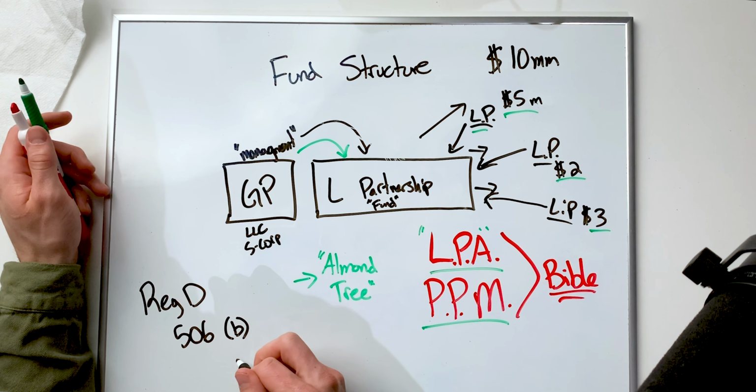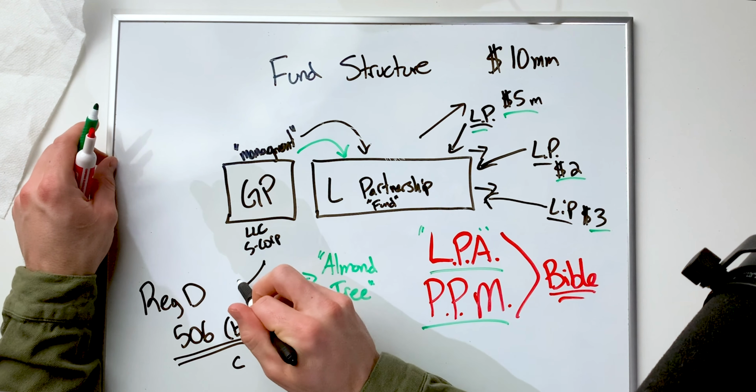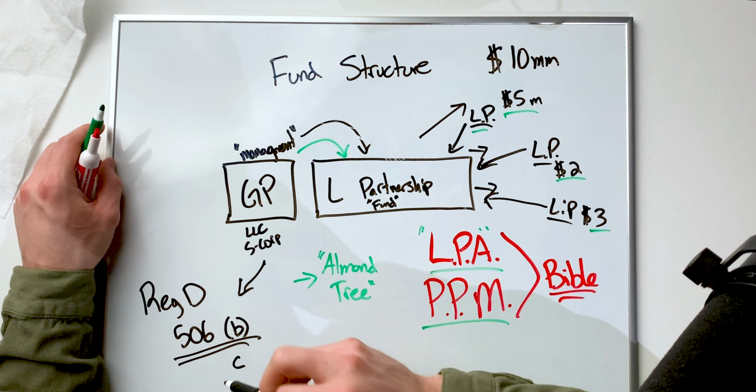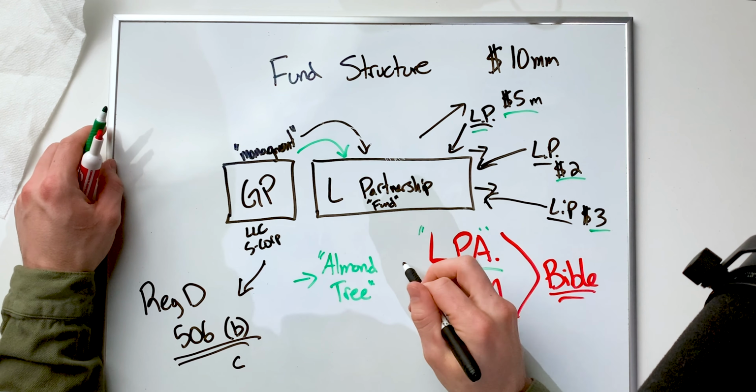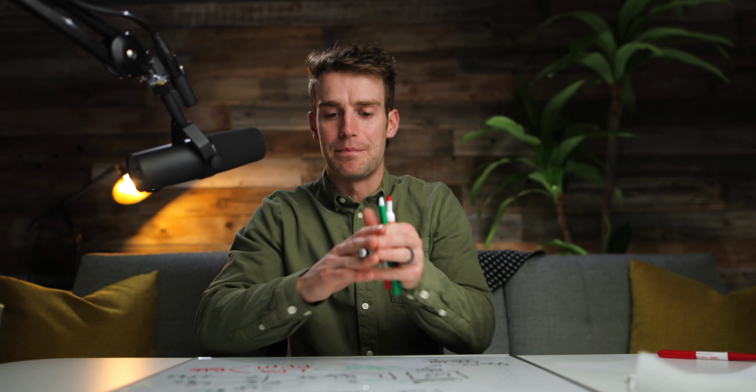Yes, there are 506Cs, there's Regulation A funds, but this one right here is the most common fund in the entire world. 95% of all money comes through what's called a Regulation D 506B fund. And they have an LPA and PPM. They run a general partner, limited partnership type of fund. This is the basic structure of how funds work.